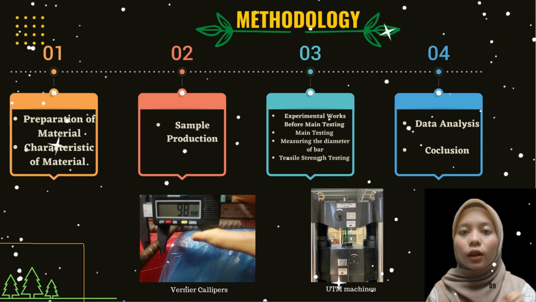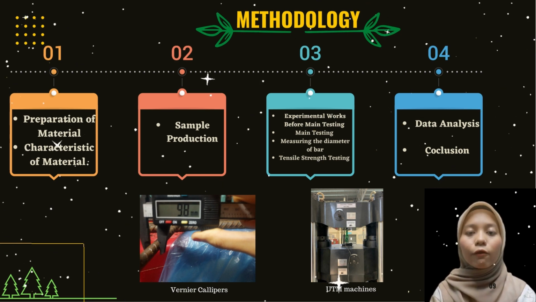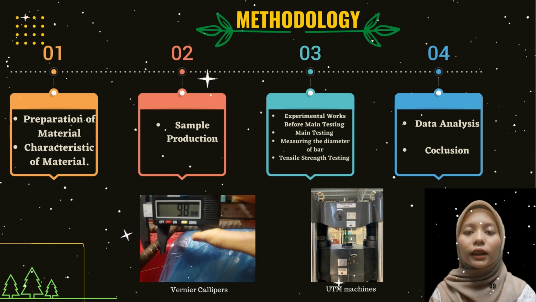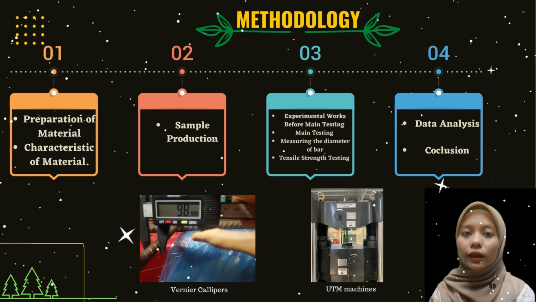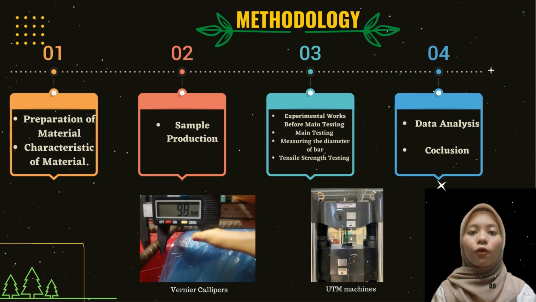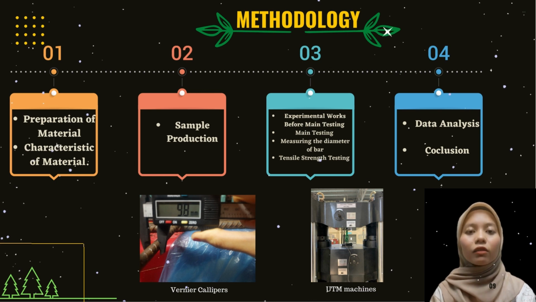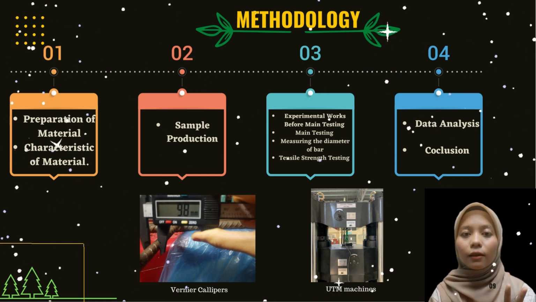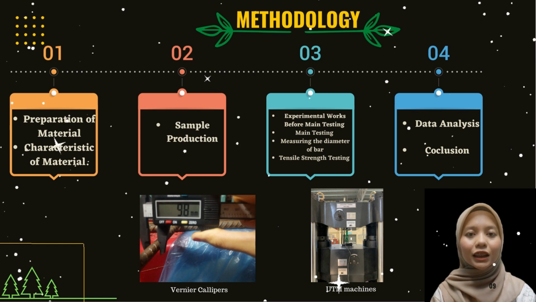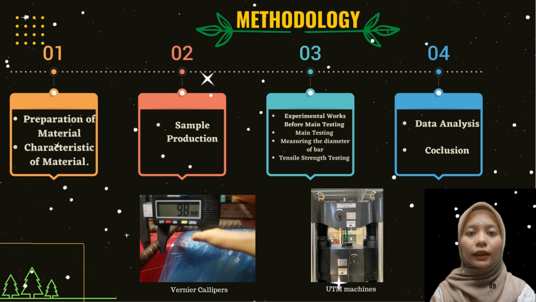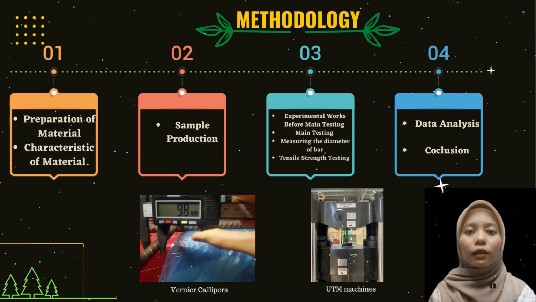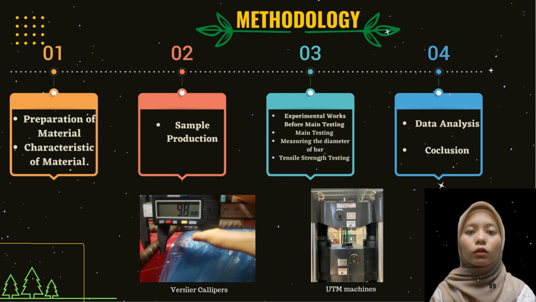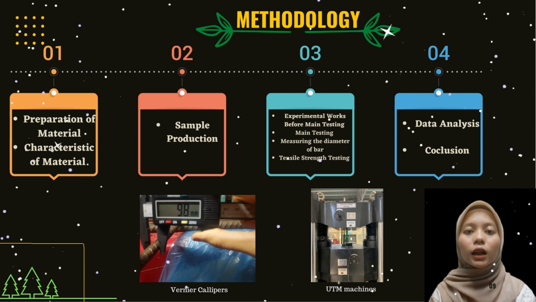In phase 2, the sample production means how long the reinforcement bar is immersed in the 3 types of water. The durations of immersion were 1 week, 2 weeks, 3 weeks, 4 weeks, 2 months and 3 months. Next, in phase 3, the main testing for this research is tensile strength testing using a UTM machine at UTHM Pagoh. For the level of corrosion, we measure the diameter of the bar after immersion and compare it with the control sample.